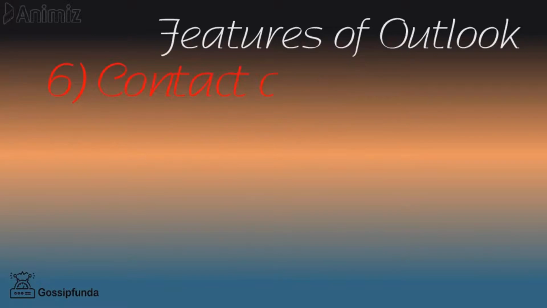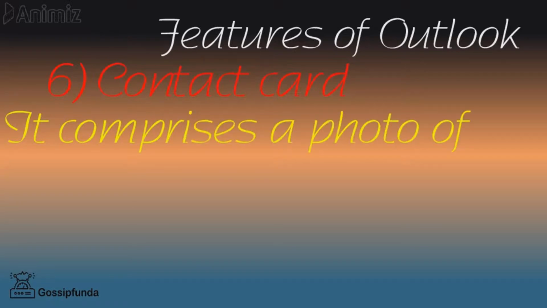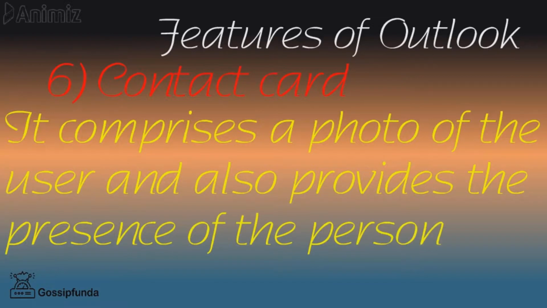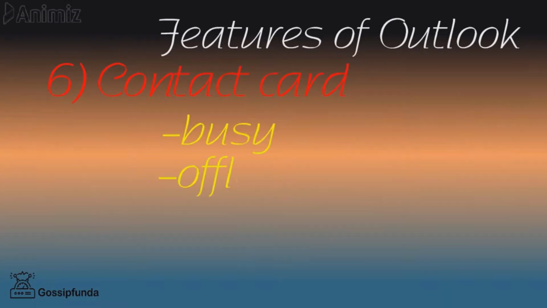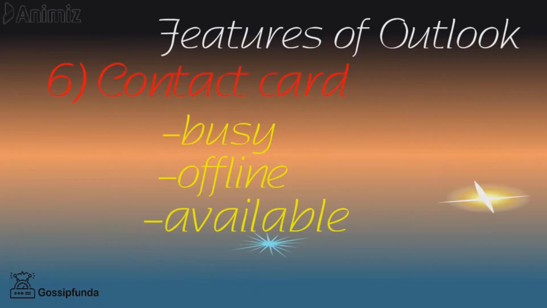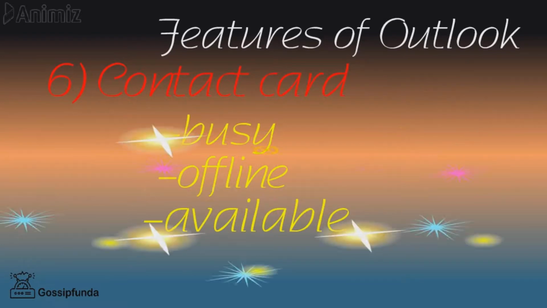Sixth, contact card. The next important item is the contact card in Outlook, which comprises a photo of the user and also provides the presence of the person. Presence indicates busy, offline, or available. By viewing the status, the user can fix meetings, appointments, assign tasks, make calls, or chat with the contact.